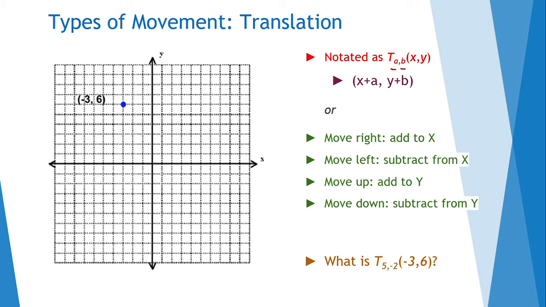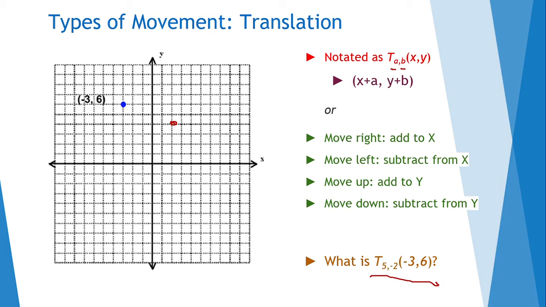If I wanted to translate (-3, 6) using (5, -2), as seen here, I would simply add 5 to -3 and -2 to 6, which would give me an answer of (2, 4), which I will draw right here.